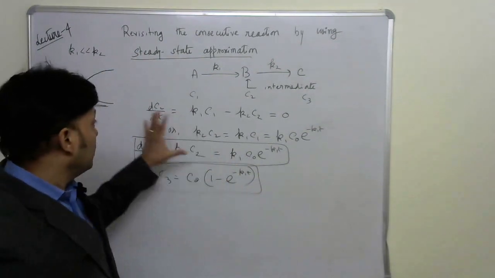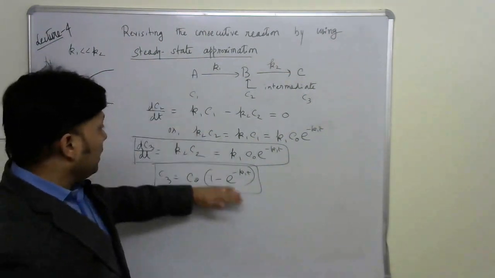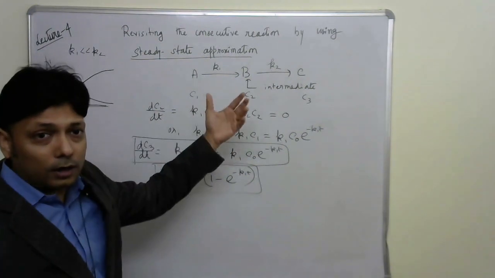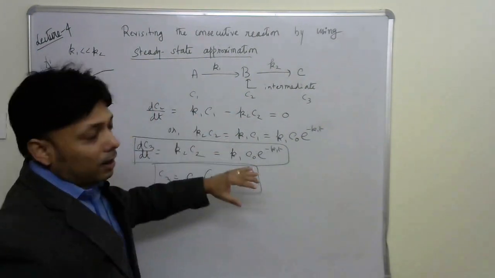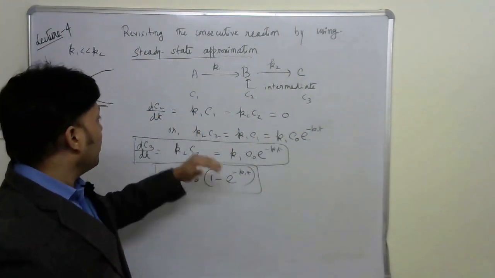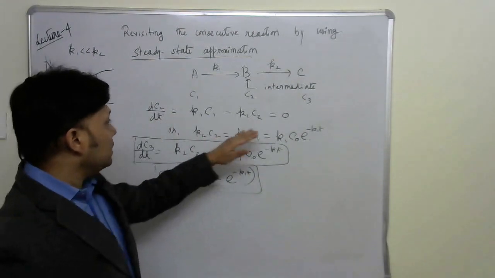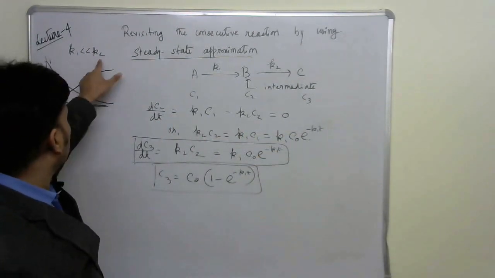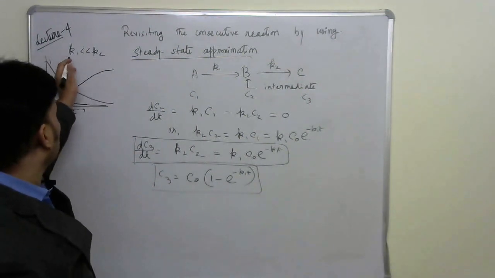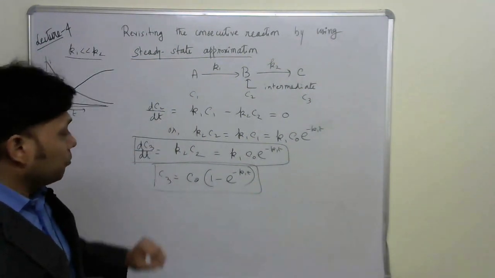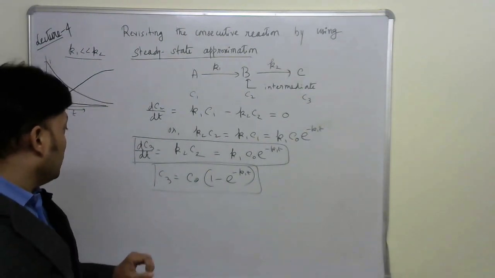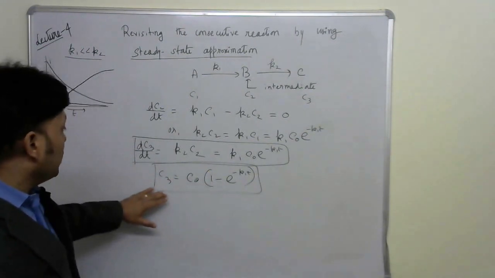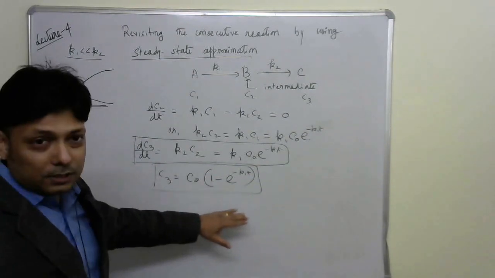So remember, in this treatment, we did not use the approximation earlier, but we directly applied the approximation, that is dC2/dt is equal to 0, and we automatically arrived at this conclusion, that is K1 is much greater than K2. So this is a very easy and simple way to get the C3, isn't it?